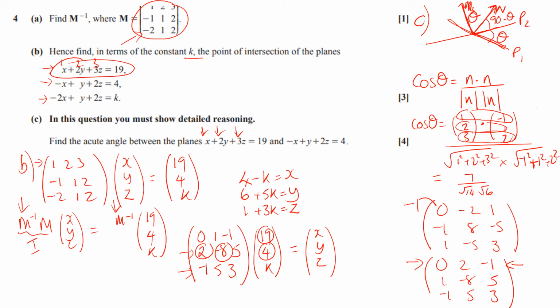You put that in your calculator and you do inverse cos of it. Theta comes out to be 40.2 degrees, or if you want to do it in radians, 0.702 rads.